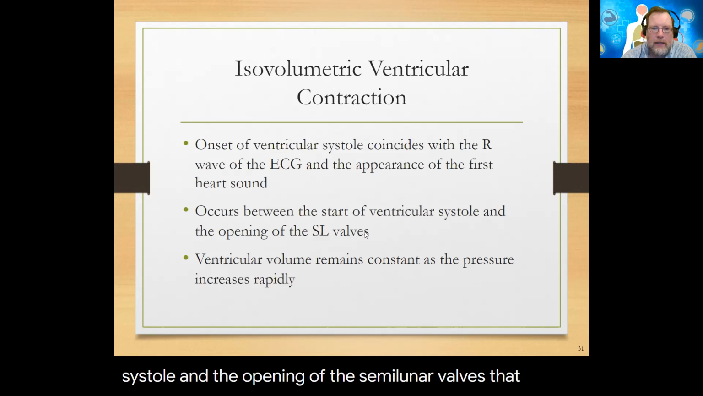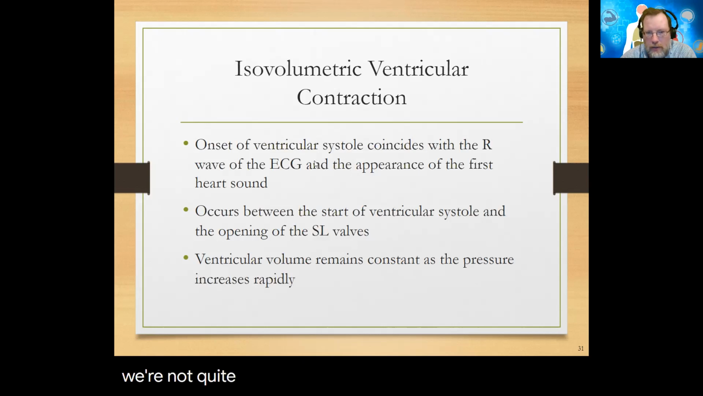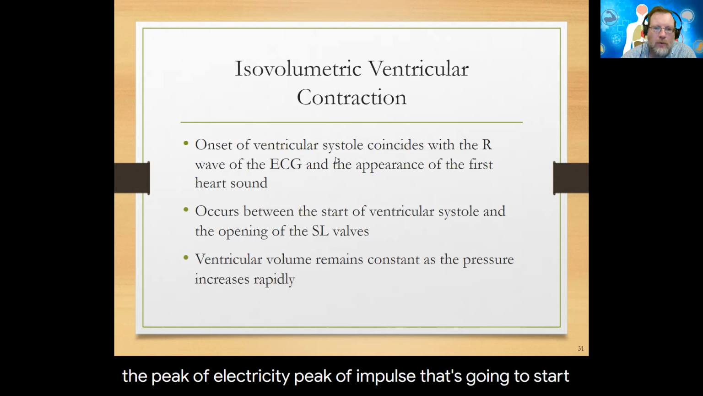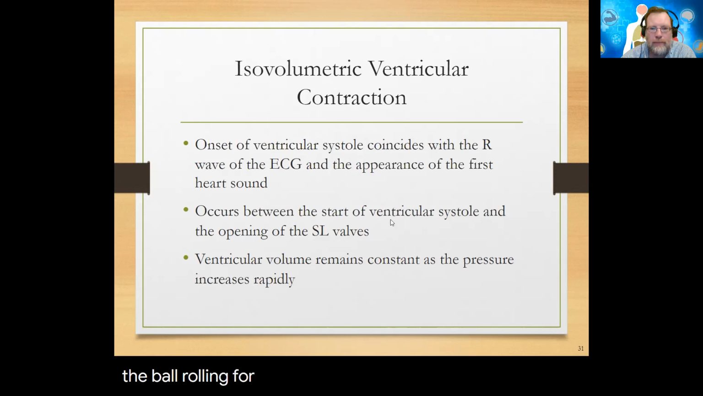That's that isovolumetric ventricular contraction. So we're not quite ready to eject or contract. It's the onset, the beginning. So that's that peak, that R wave. This is the peak of electricity, peak of impulse. That's going to start the ball rolling for contraction.